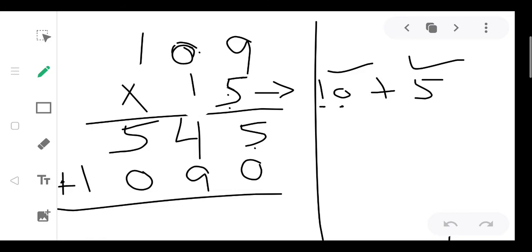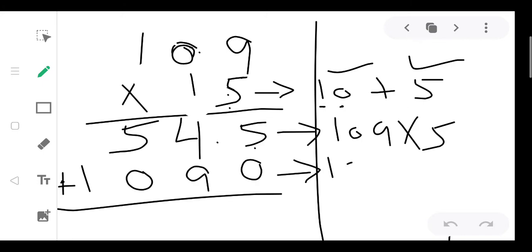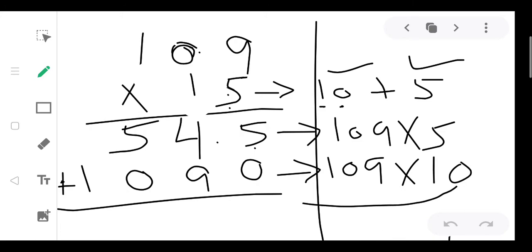Okay. Now this was the multiplication of 109. We have multiplied by 5 and got the answer 545. Here we have multiplied 109 by 10. In this 0 place we have written 0 and multiplied by 1. Now we will add it.